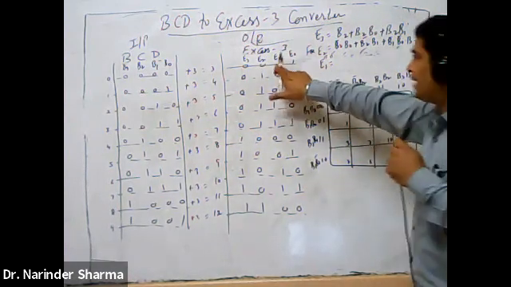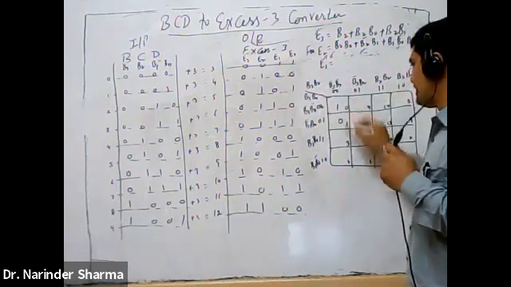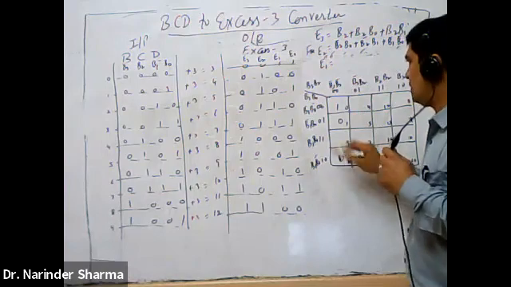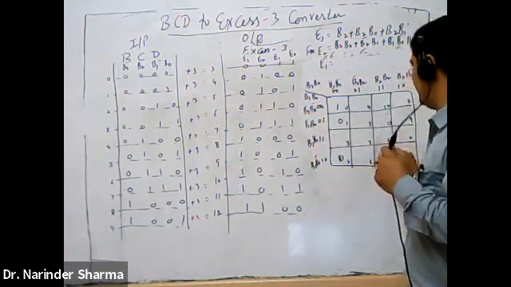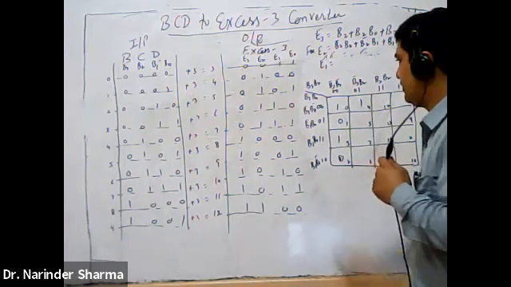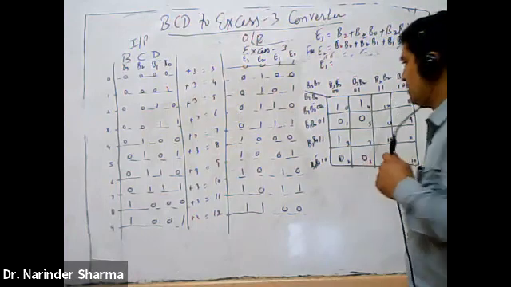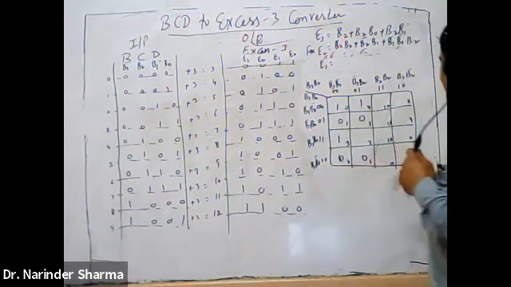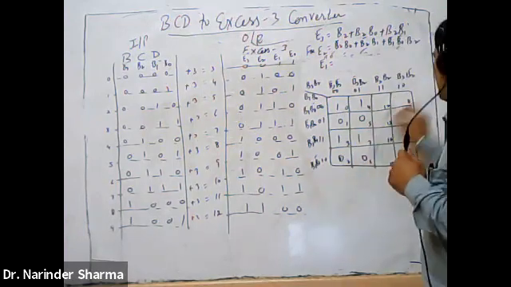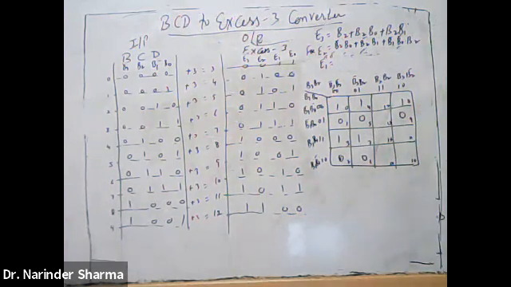For E1, at the zeroth position it is 1. First and second there is a 0. Third, fourth there is a 1. Fifth, sixth there is a 0. Seventh, eighth there is a 1. Ninth is 0. The rest, the unused states, have to be marked as don't care.